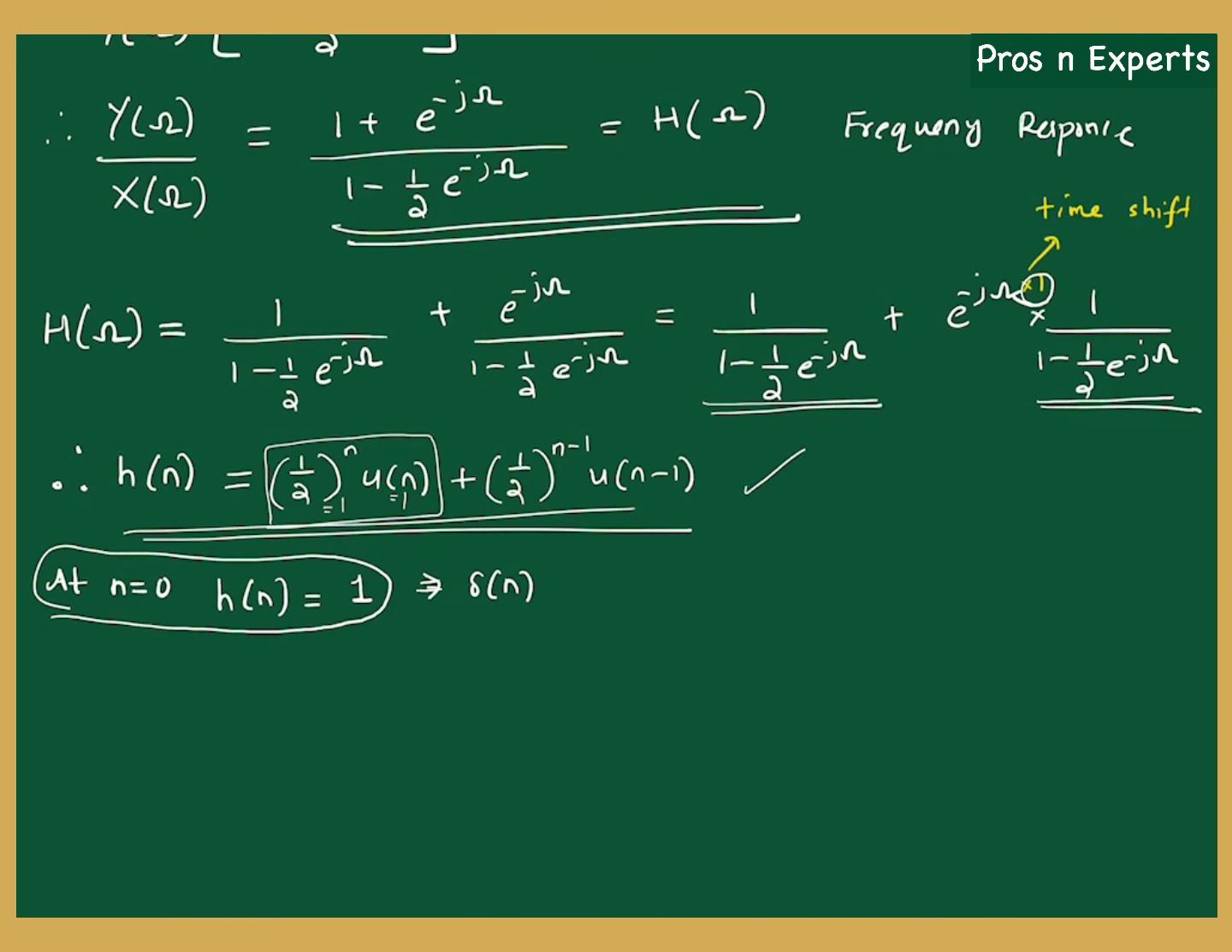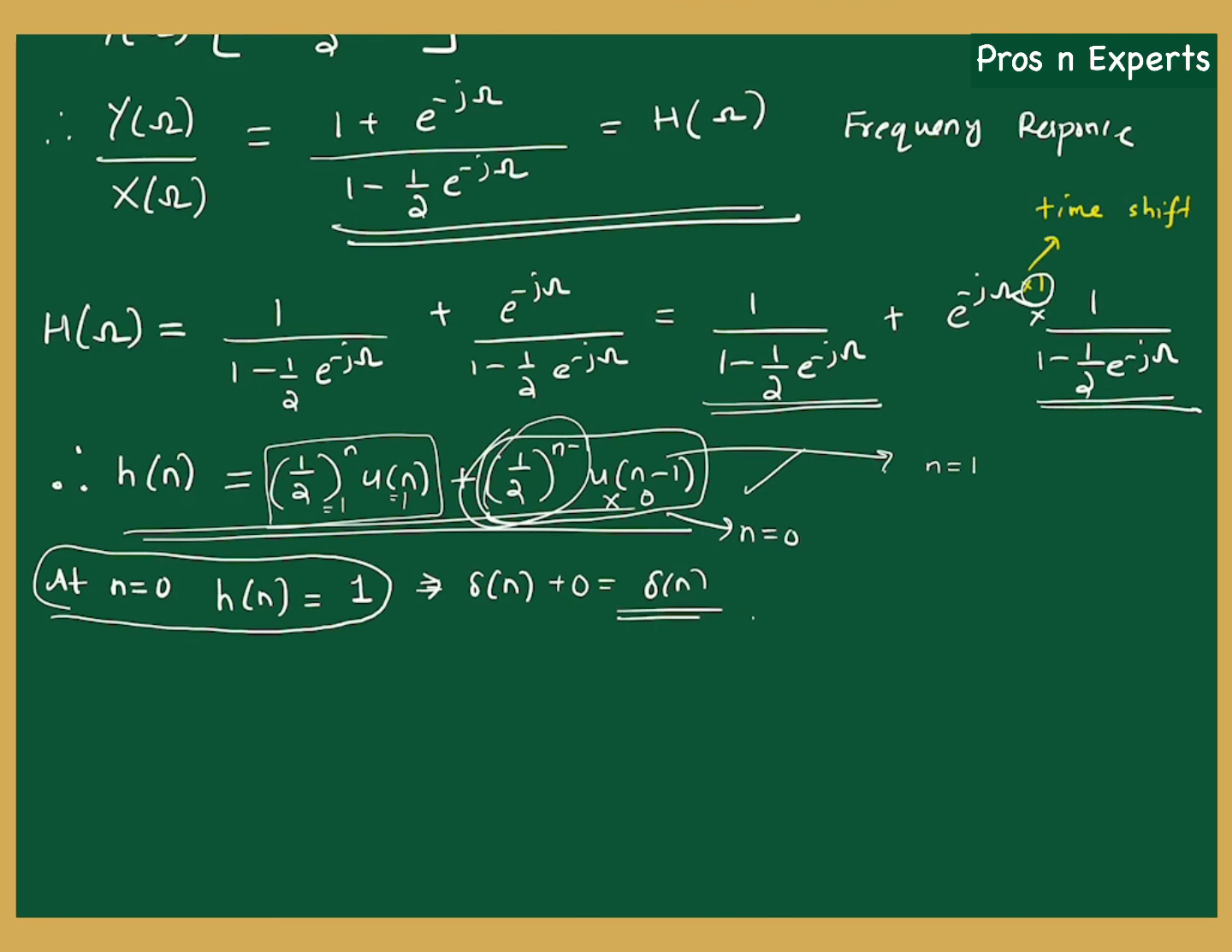And what about the contribution of this term at n equal to 0? At n equal to 0, what does u of n minus 1 become? 0, right? u of n minus 1 means it is a unit step function that starts at n equal to 1 only. So what is it at n equal to 0? 0. So 0 is being multiplied with whatever this is, so you will get 0. So del of n plus 0 is again del of n.